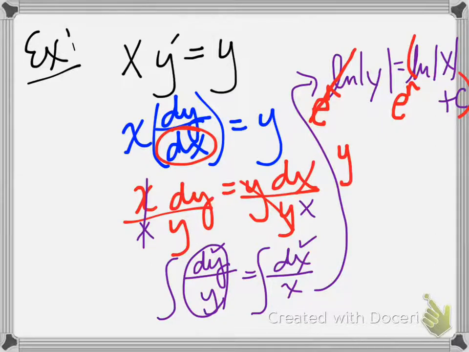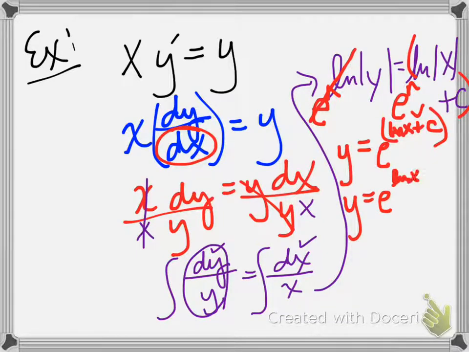Now, I know that it's going to have to be a positive y here because e to any power is going to be positive. So I have y equals e to the ln x plus c. Okay, and this is the first time you'll see it, but you'll see it many times. When you have exponents that are added, you can separate them into exponents with the same base that are multiplied. See, e to the ln x times e to the c.